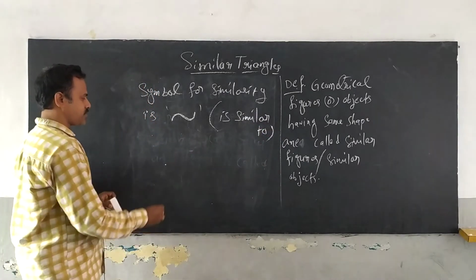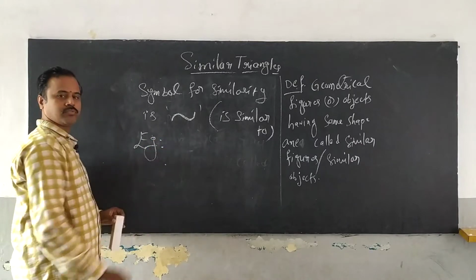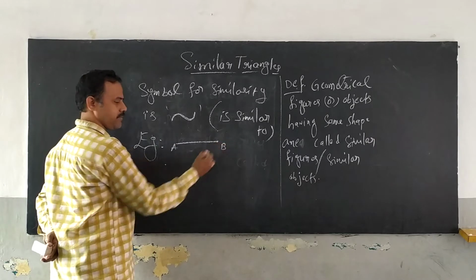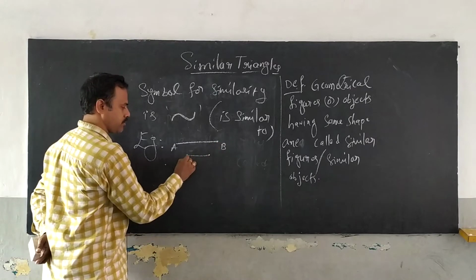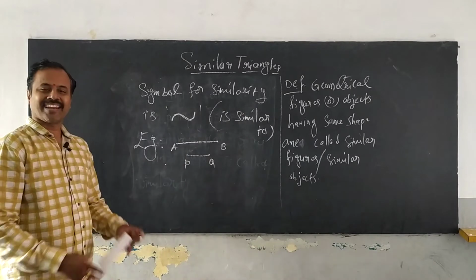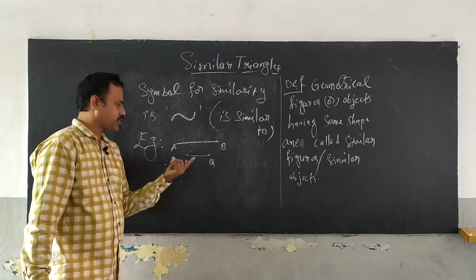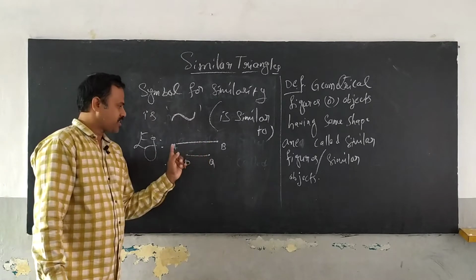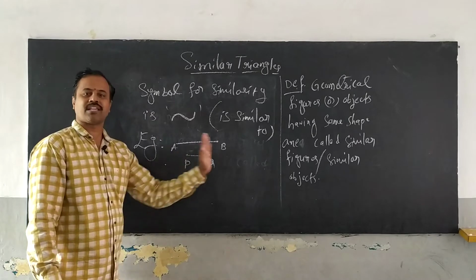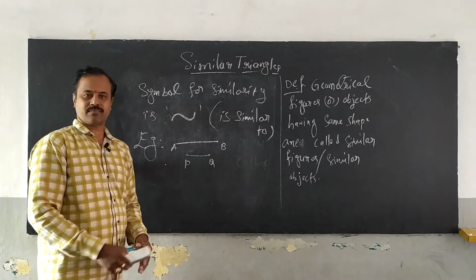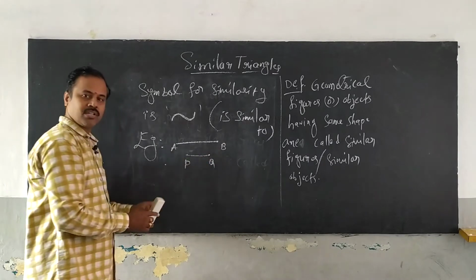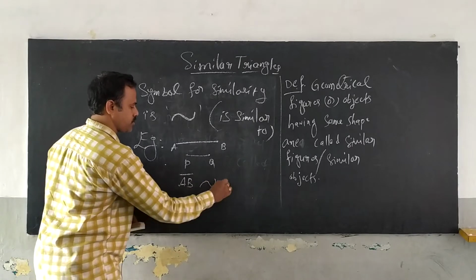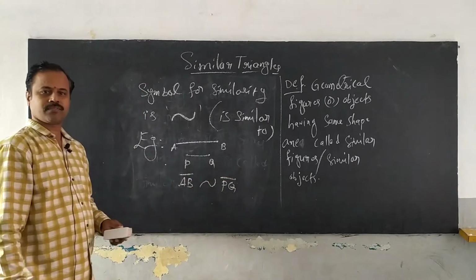Let me take some examples of similarity. I draw a line segment AB and one more line segment PQ. Irrespective of their lengths, you just observe the shape. The shape of AB and the shape of PQ are the same, since they are both line segments. So you can say that line segment AB is similar to line segment PQ.